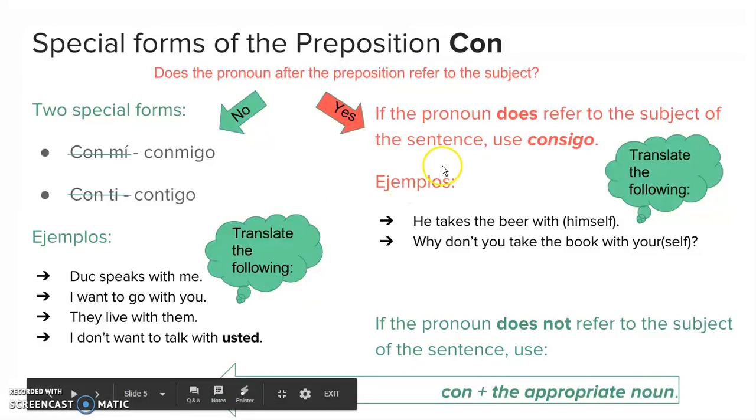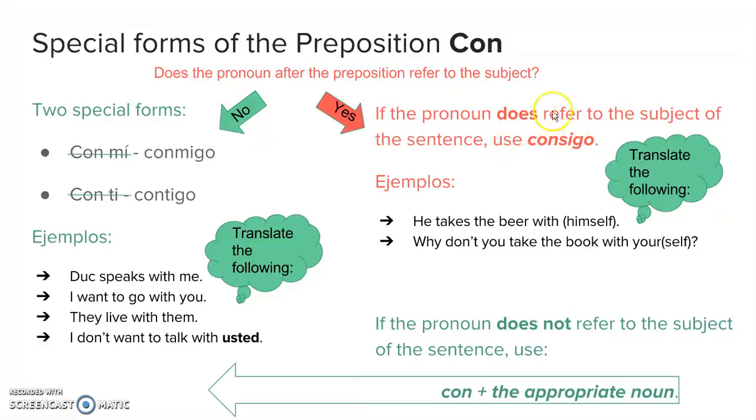The next thing we have here is if the pronoun does refer to the subject in the sentence, use consigo. And here are two examples of where you would use consigo. He takes the beer with himself or with him. So he and himself are the same person. And why don't you take the book with yourself? So you and yourself are the same person.